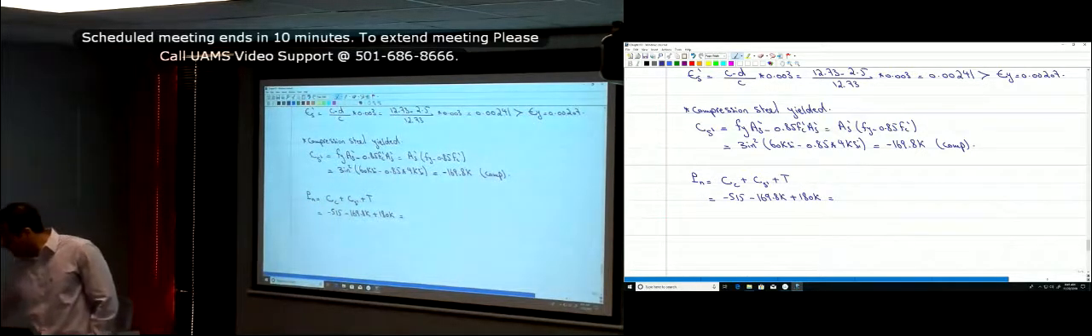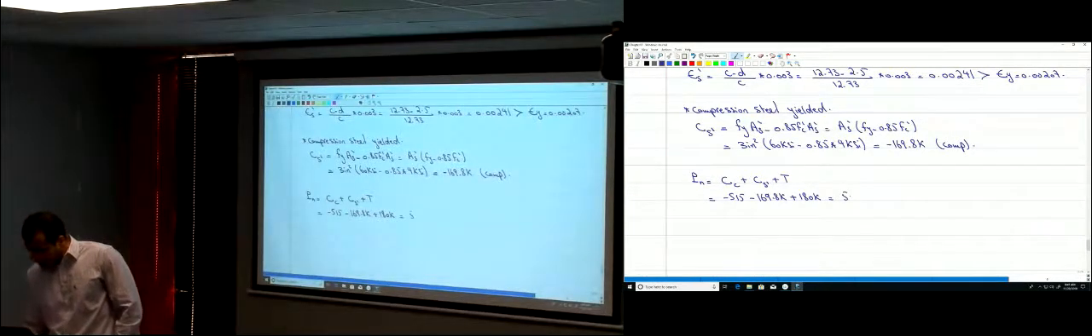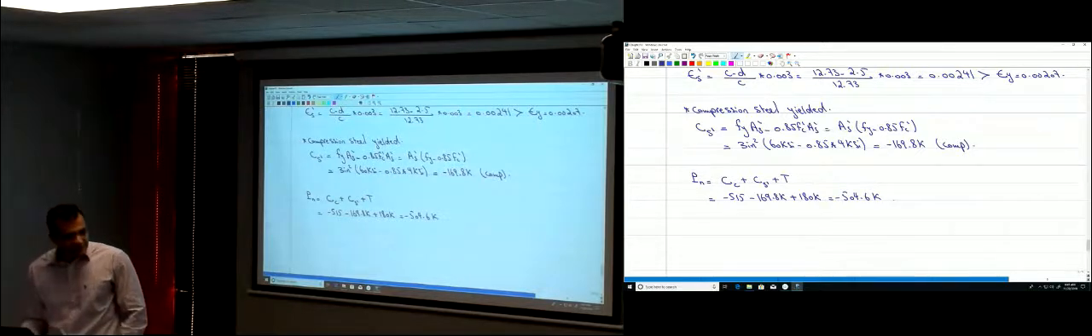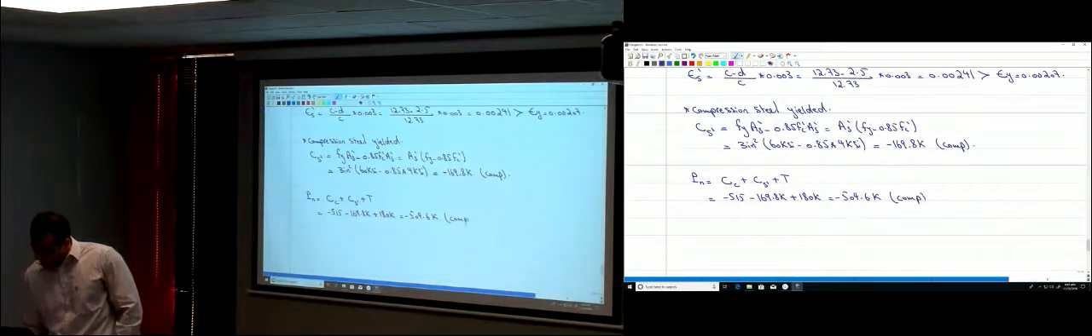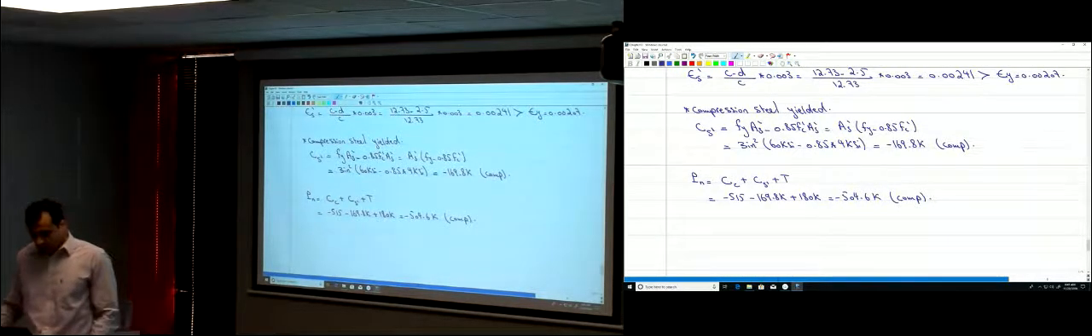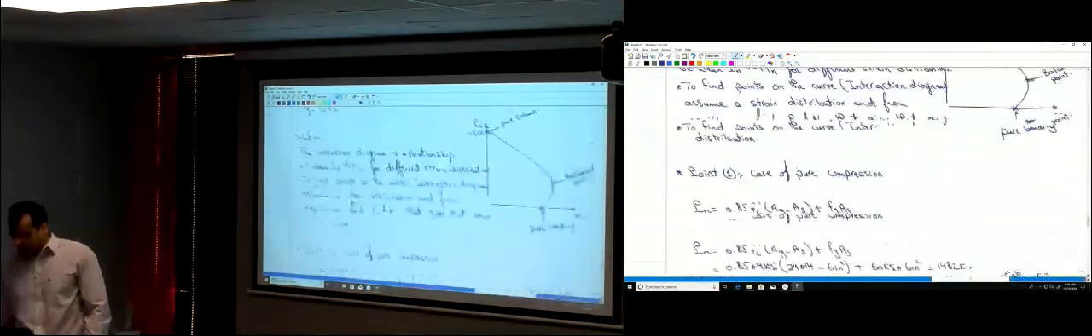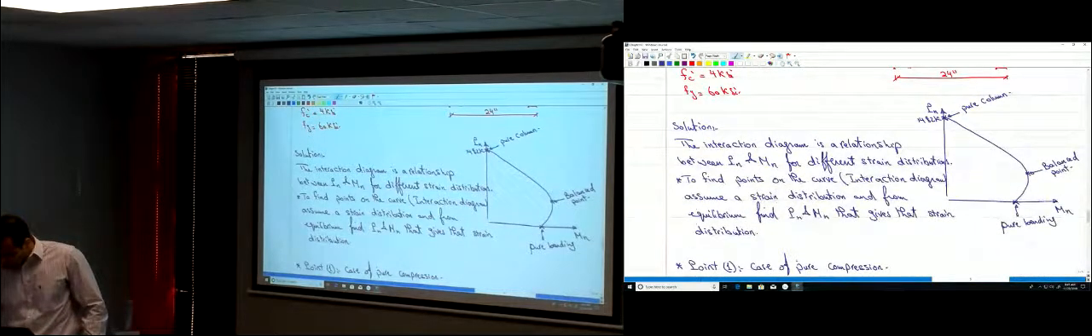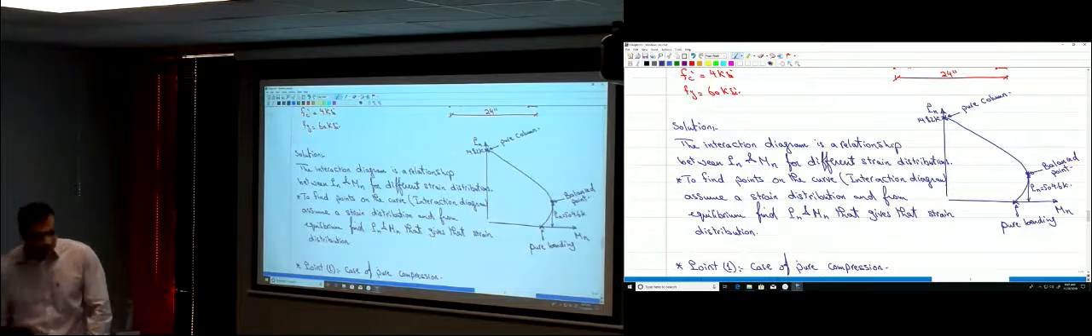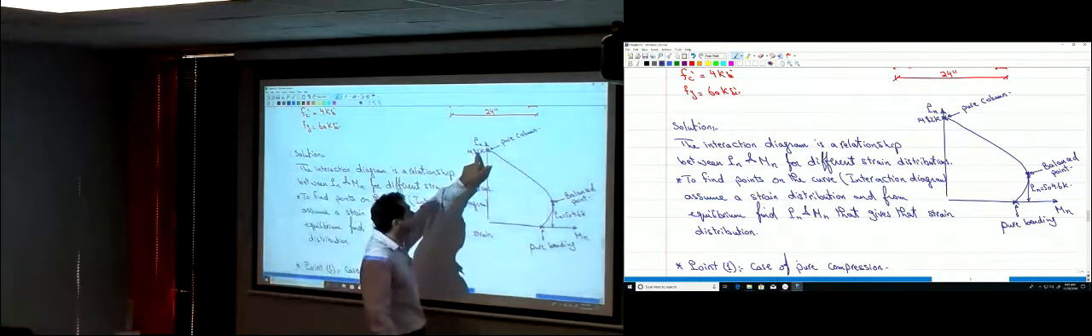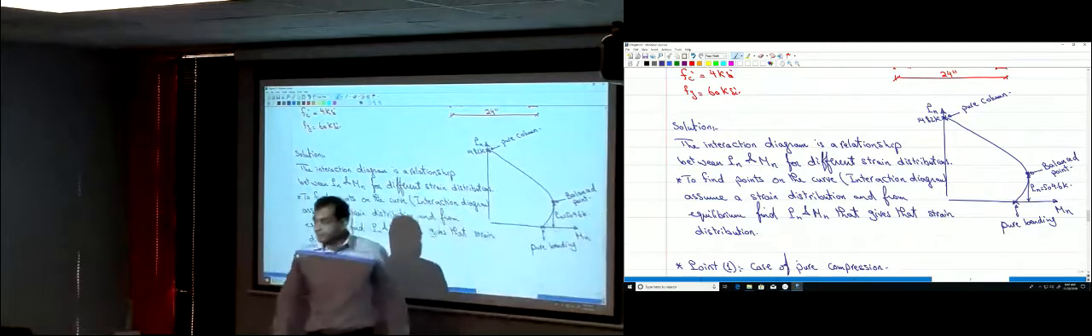So Pn is 504.6 K. It's going to be in negative, so the negative means it's compression. Okay? So 504.6. So let's go here to the interaction diagram. So at this balance point, this height, this Pn is 504.6 K. As you see, it's less than this value, definitely. 1482, it's 504 over here.